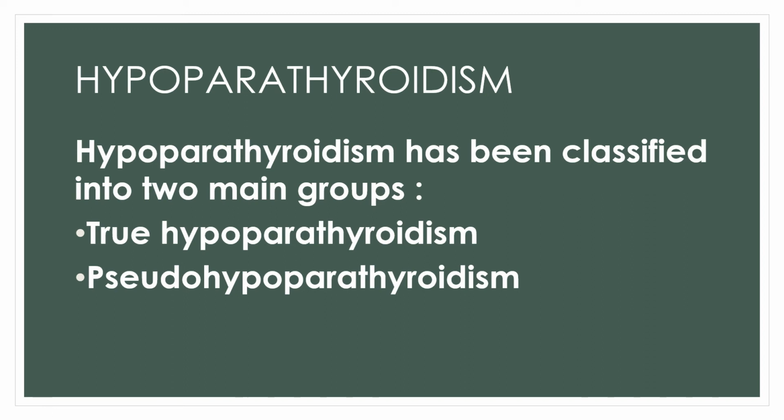The infantile form can be transient or persistent, so I'm not going to detail it. Another cause is idiopathic hypoparathyroidism. Pseudo hypoparathyroidism is a congenital condition in which the parathormone production is normal, but the target tissue is resistant to its effects. Understand?